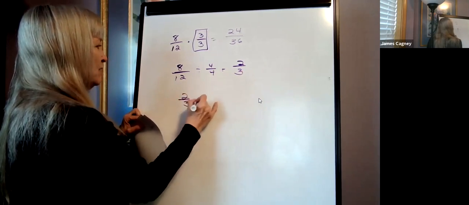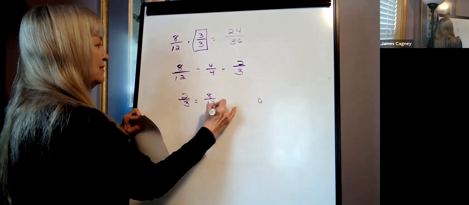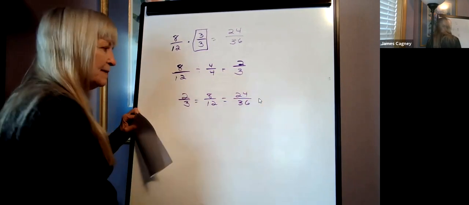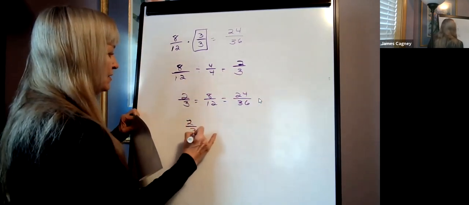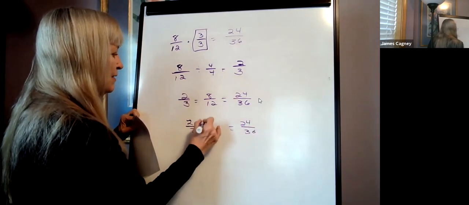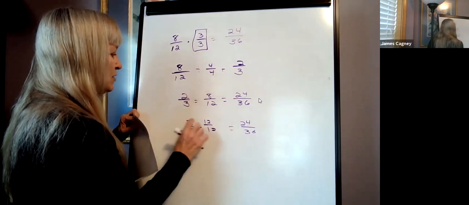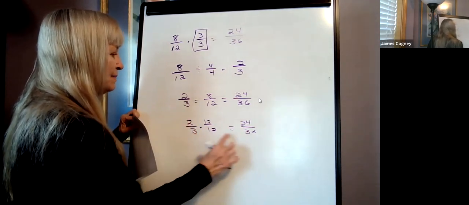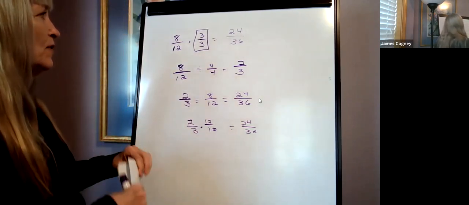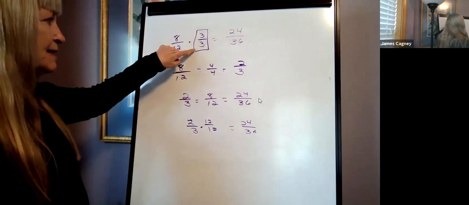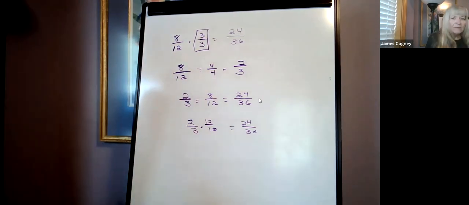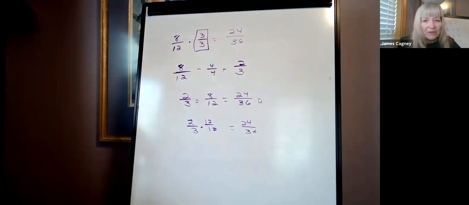So I'm going to say 2/3 is equal to 8/12, which is equal to 24 over 36. And notice that I could get from 2/3 to 24 over 36 by just multiplying the top and the bottom by 12. 2 times 12 is 24. 3 times 12 is 36. So when I'm making equivalent fractions, I can either multiply the top and the bottom by the same thing, or I could divide the top and the bottom by the same thing. Going on with our review.